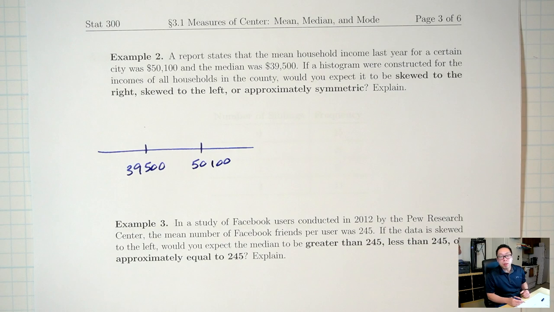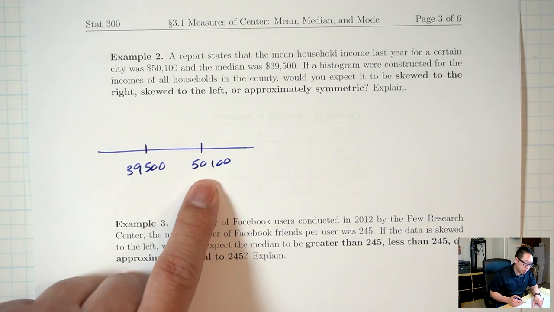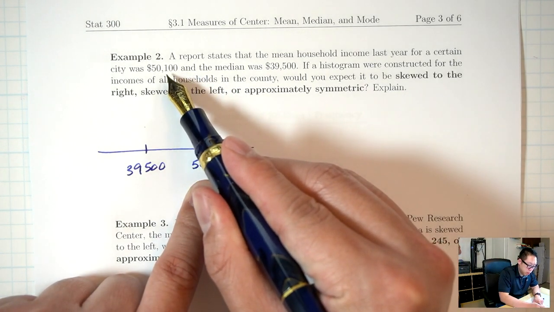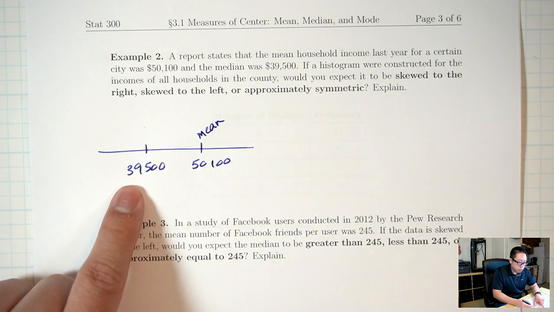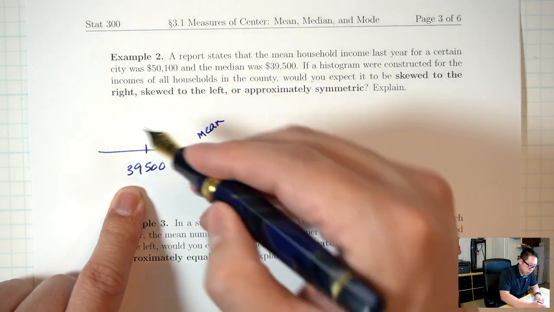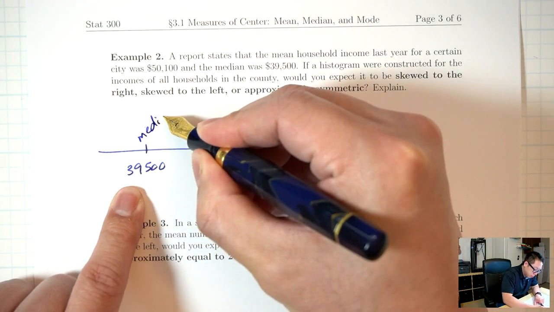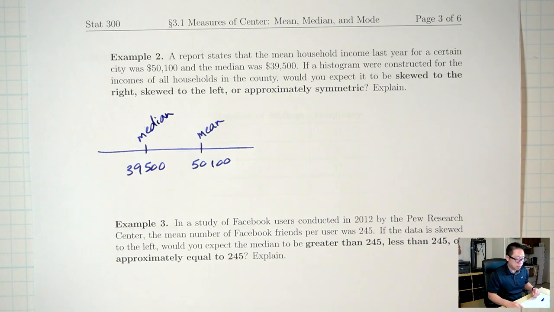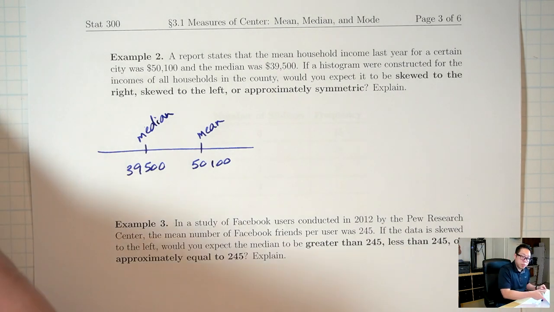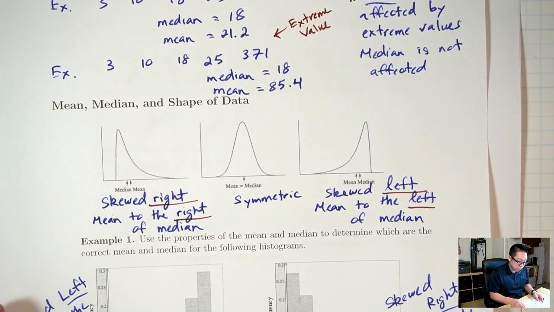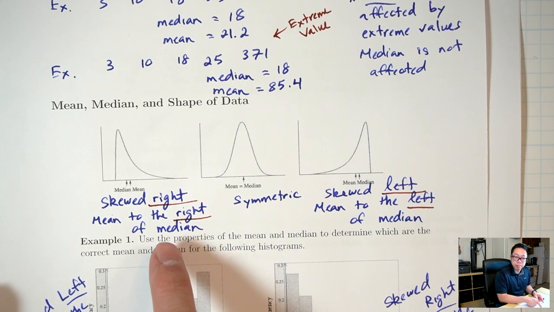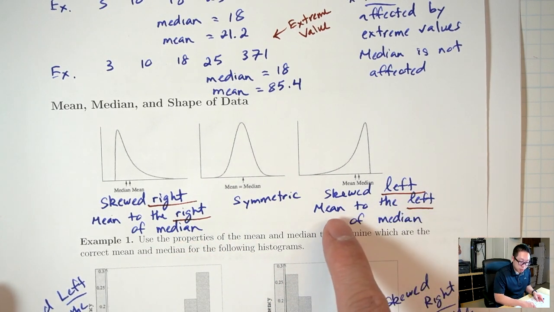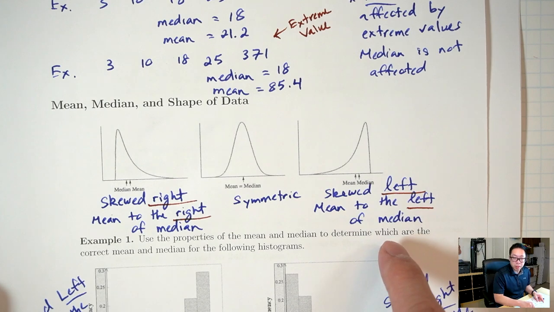And then let me label what these things are. So the 50,100 is the mean. The 39,500 is the median. And now the question is, is this skewed left, skewed right, or symmetric? So we take a look at what we just talked about. If it's skewed right, the mean is going to be to the right of the median. If it's skewed left, the mean is going to be to the left of the median.